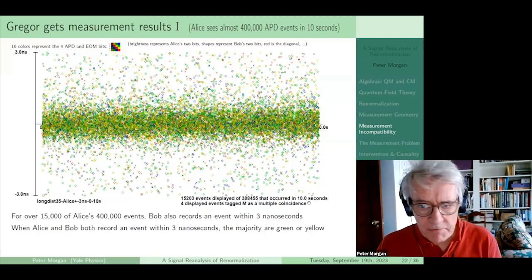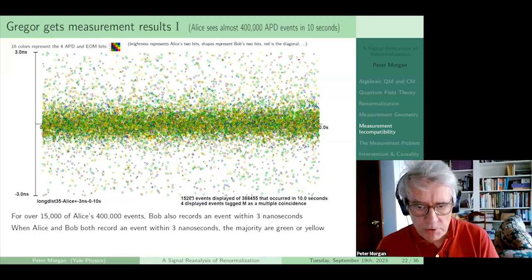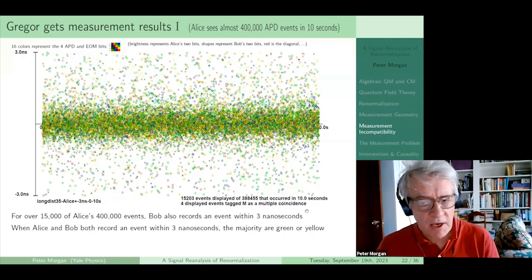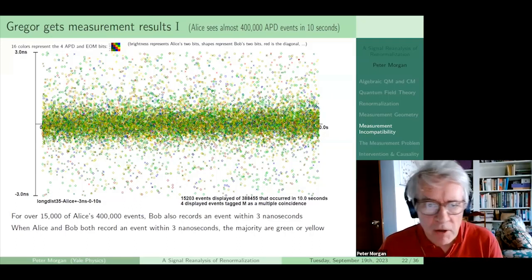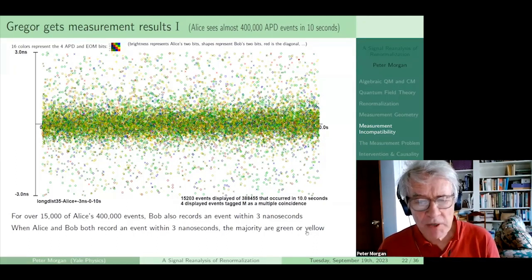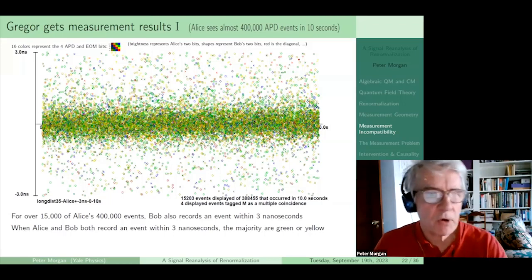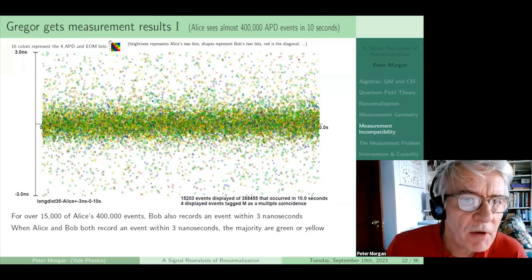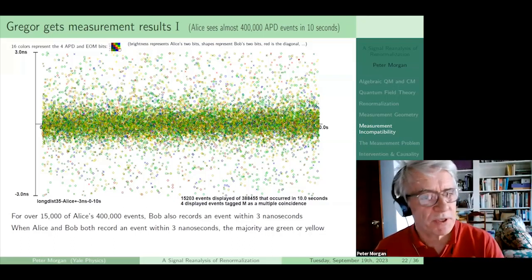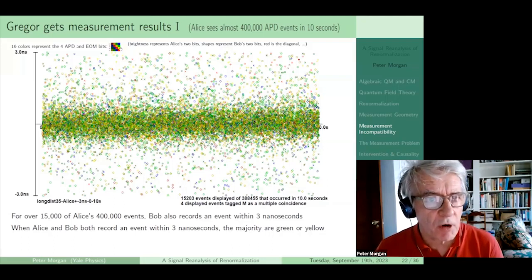And on this graph, there are 15,203 events actually displayed, when Bob also records an event within 3 nanoseconds. So there's a very large oversupply of events close to synchronous coincidence. And when they do record an event within 3 nanoseconds, the majority, with the color scheme I've chosen here, are green or yellow. The color scheme is, for the reds, the diagonal, where the APD and electro-optic modulators for Alice and Bob are the same. The yellows and greens are off diagonal, and the blue is the lower off diagonal.